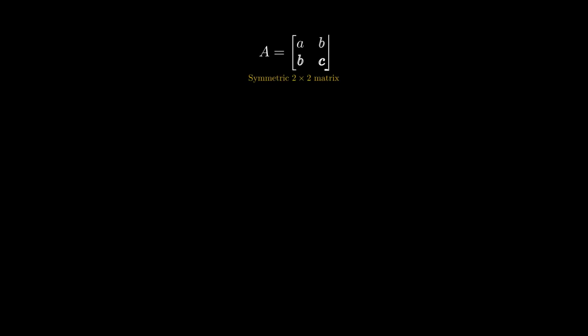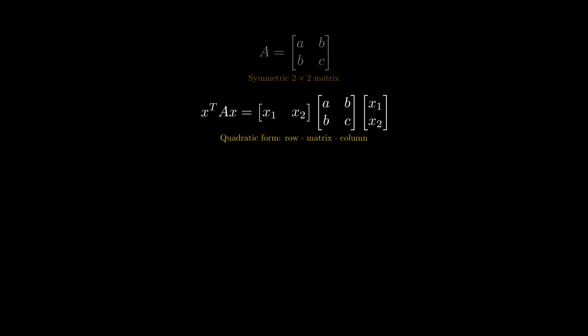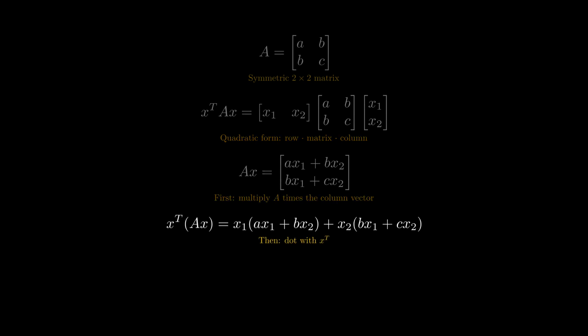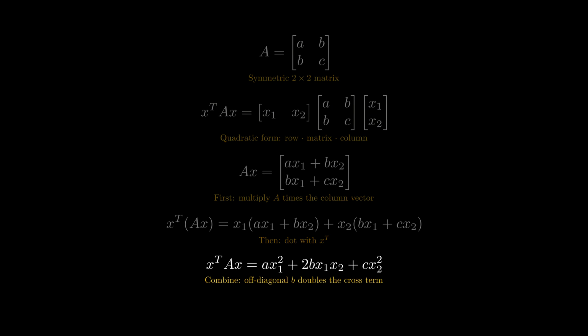Let's start with a symmetric 2x2 matrix A, with entries a, b on the top row and b, c on the bottom row. A quadratic form is the product x transpose A x. That means a row vector on the left, the matrix in the middle, and a column vector on the right. When you multiply it all out, you get a times x1 squared plus 2b times x1 x2 plus c times x2 squared. Notice there are no linear terms and no constants. This is pure degree 2.